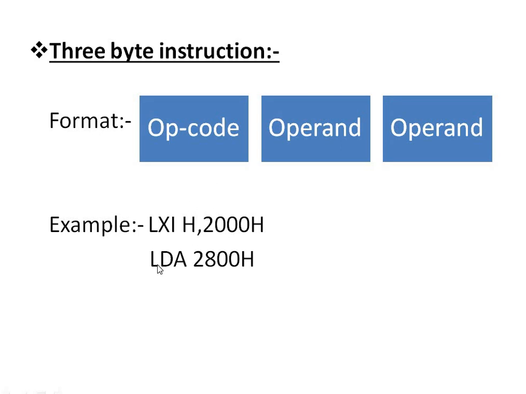A second example can be LDA 2800H. This means 2800 is a 16-bit memory location, and whatever data corresponds to this memory location is going to be loaded into the accumulator. So here the data or the address is 16-bit, which means it requires two memory locations for storage, and LXI H or LDA, these two have an opcode of 8-bit. That means the total instruction requires three memory locations for its storage. That's why it is called a 3-byte instruction.